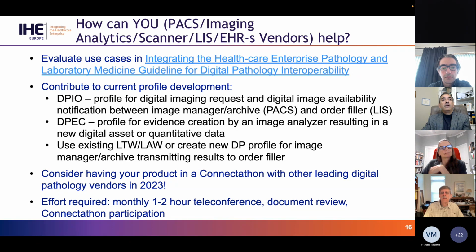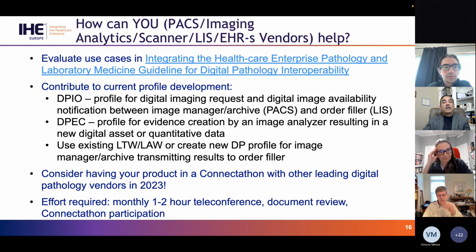So please consider having your product in a Connectathon with other leading digital pathology vendors this year. The effort required is very low, I think, for the return on your investment. You get a cohort of other very bright and engaged individuals to work with, both in other vendors, but also those with academic interest in this area, and a lot of volunteer effort. So you get, I think, a big bang for your buck by participating in the teleconferences.